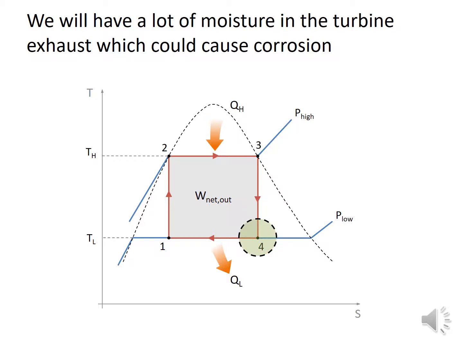And a lot of moisture and droplets are associated with corrosion in the turbine, because the droplets that form due to this moisture hit the turbine blades and thus erode the turbine. So it is not optimum that we have this much moisture in the fluid.